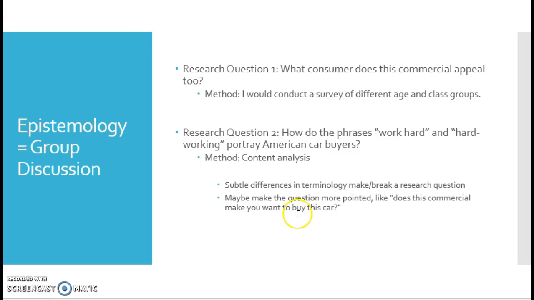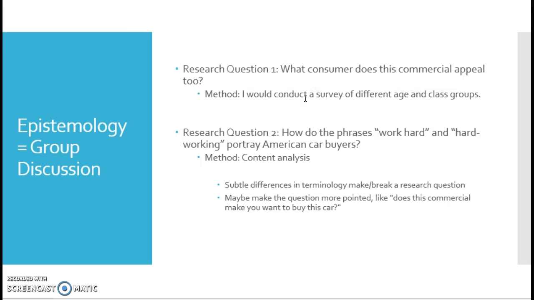Someone had suggested that the question could be more directed, like, does this commercial make you want to buy a car? And that is a very good question because you can get a very clear answer to it. But I would say that would be the kind of question you might want to include on a survey. But usually a research question is a kind of broader question like this.